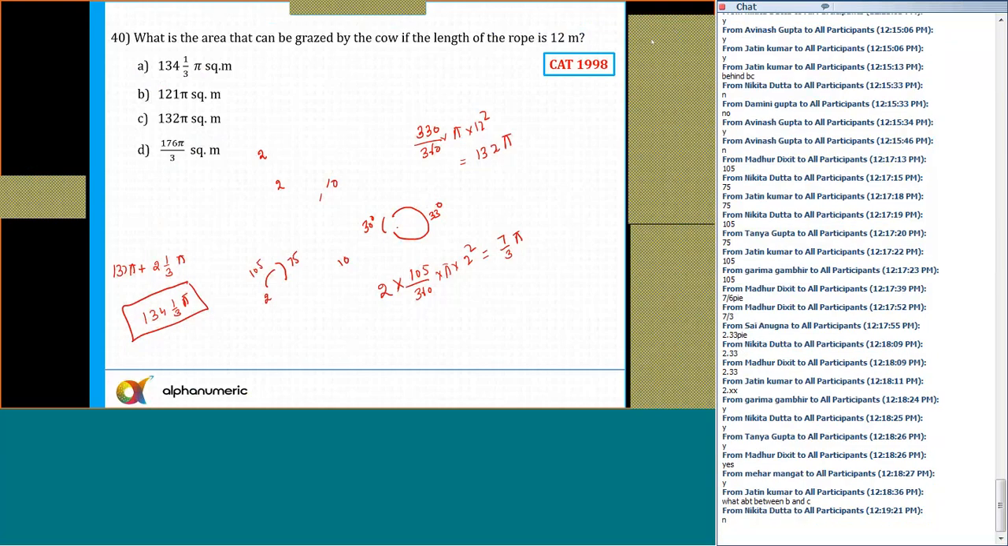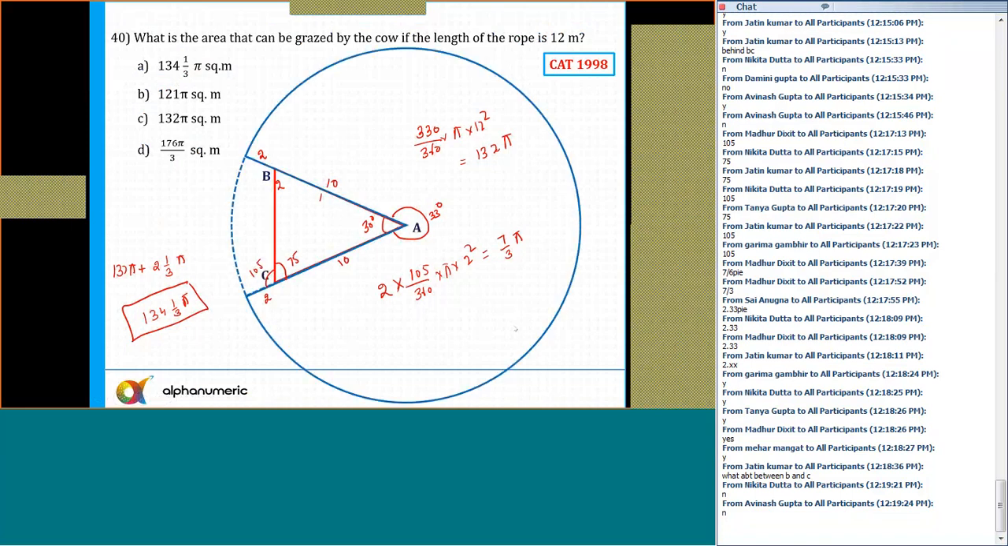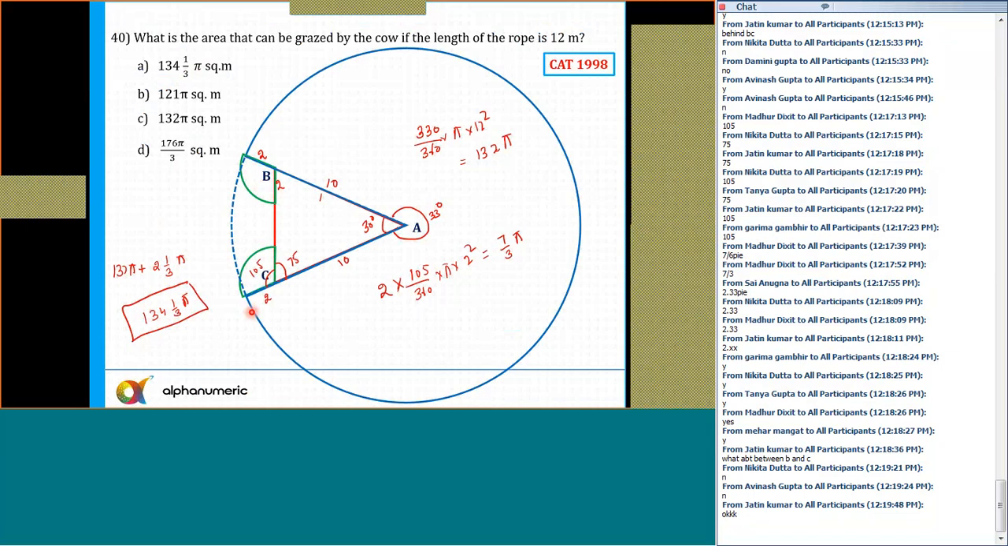Jatin is asking, what about between B and C? You tell me, Jatin, what is there between B and C? At the max, the cow can reach till this point. Can the cow reach this point where I pointed right now? Jatin, tell me. No. Maximum, this is 10 plus 2, that is 12. This is the only area which can be covered in the green arc.